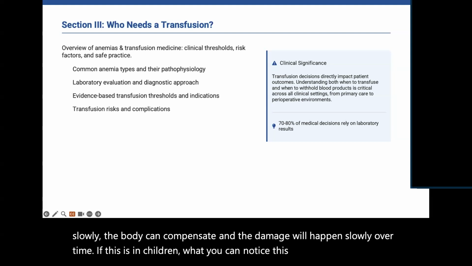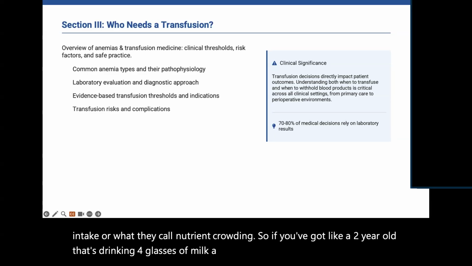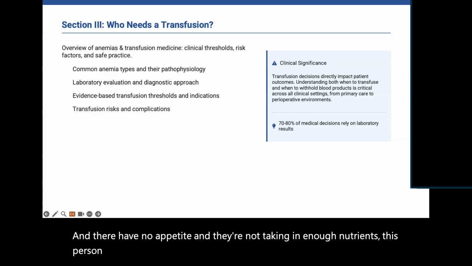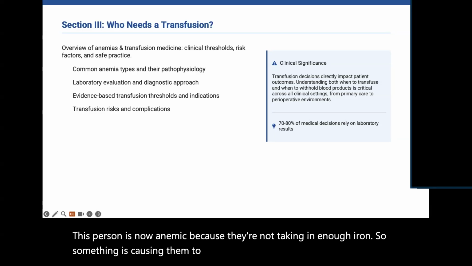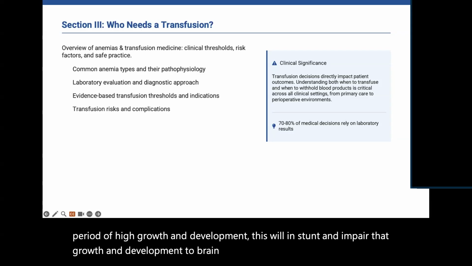If this is in children, what you can notice this through is poor nutritional intake or what they call nutrient crowding. So if you've got a 2-year-old that's drinking 4 glasses of milk a day and they have no appetite and they're not taking in enough nutrients, this person is now anemic because they're not taking in enough iron. So something is causing them to be iron deficient. Obviously, if you're at a period of high growth and development, this will stunt and impair that growth and development, brain development, etc. So in transfusion medicine, this is normally who gets transfused.